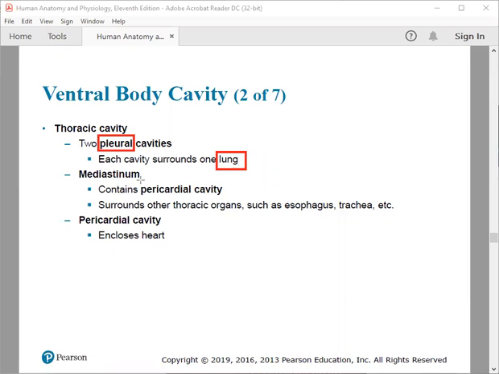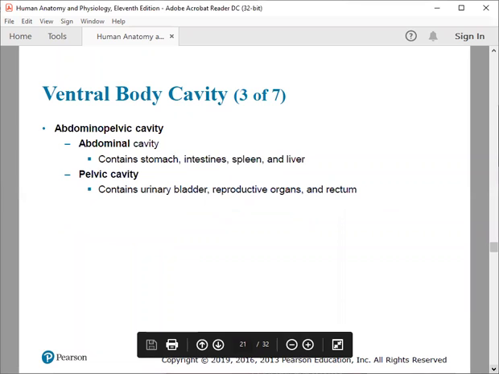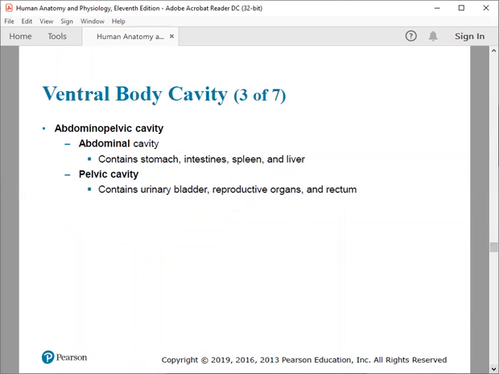Then your mediastinum contains your pericardial cavity. Anytime you see cardial, you should think of your heart. And then, oh, it says it right here. Pericardial cavity encloses your heart. So your mediastinum includes all of that, as well as the thoracic organs like your esophagus and your trachea, which is your windpipe that leads to your lungs, which we'll talk about more when we get to the respiratory system. I think that might be in the 212.